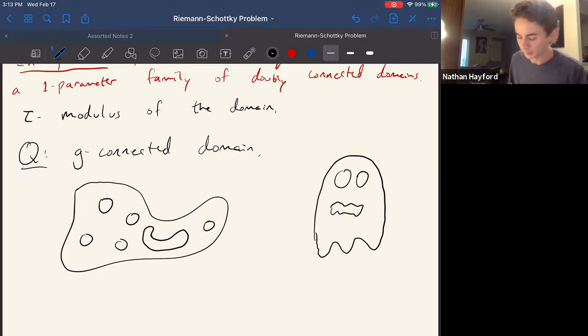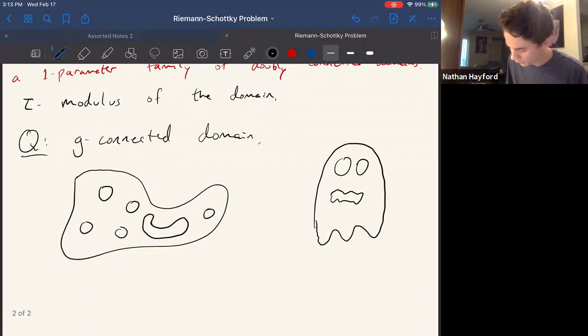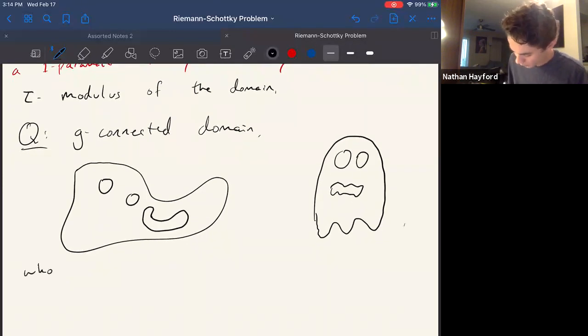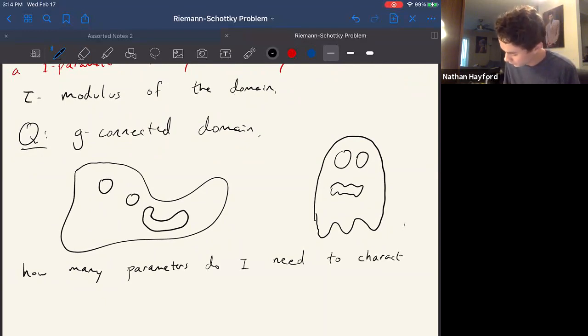But suppose I have two G-connected domains. How many parameters do I need to be able to say that these two domains are equivalent? Let me make it so the picture matches. So 1, 2, 3 holes, 1, 2, 3 holes. How many parameters do I need to characterize conformal equivalence? I'll state the question like that. Equivalent domains.